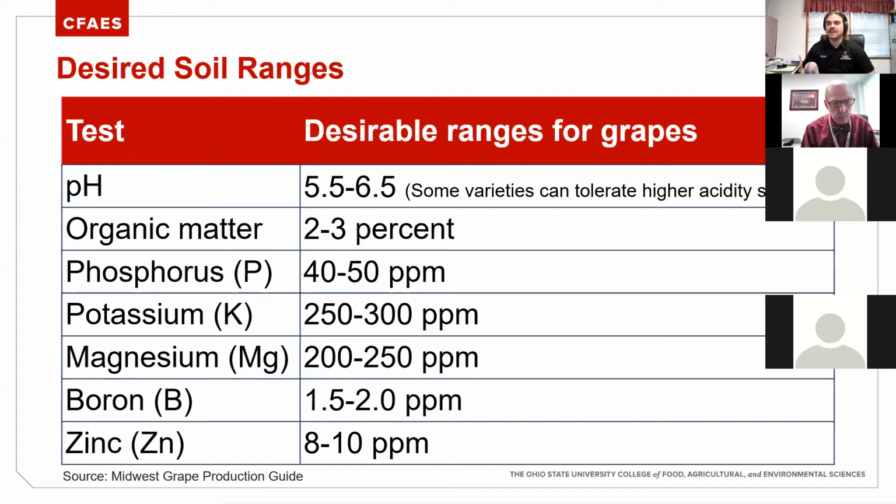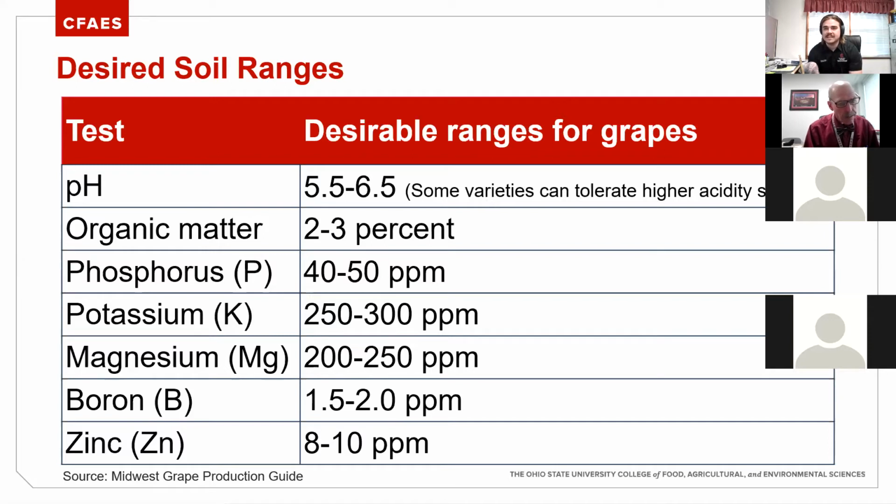First off, I like to show this graph from the Midwest Grape Production Guide, and it shows you the desired ranges for grapes, your pH from 5 to 6.5 or 5.5 to 6.5. I put in there that some varieties can tolerate higher acidity in soils. So depending on what you're planting, you may want to look at specific pH requirements.